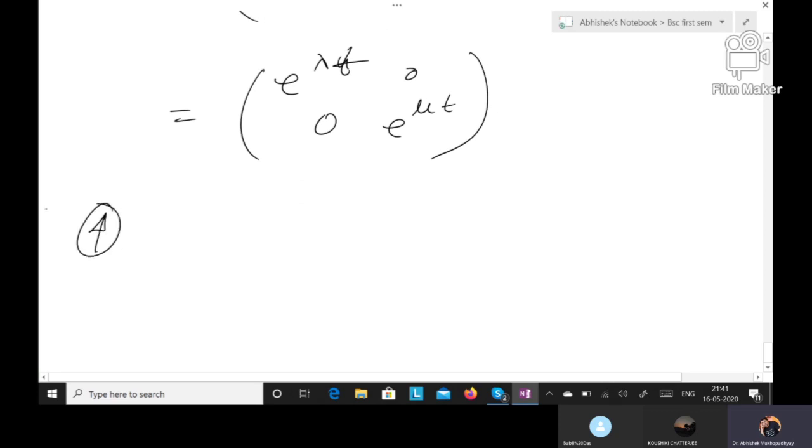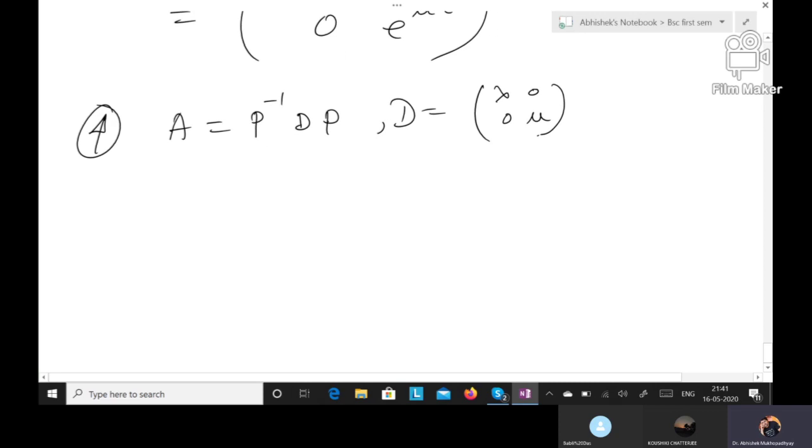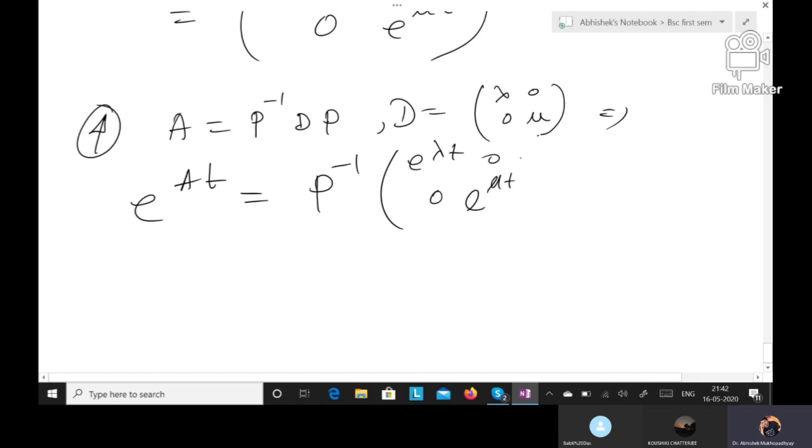And the fourth property is, if A is the matrix of the form P inverse DP, where D is a diagonal matrix lambda 0, 0 mu. If this happens, then this implies e to the power At is P inverse e to the power lambda t 0, 0 e to the power mu t P.